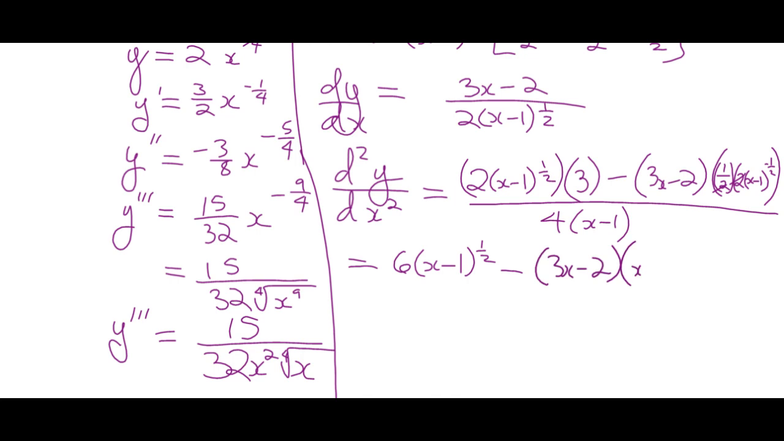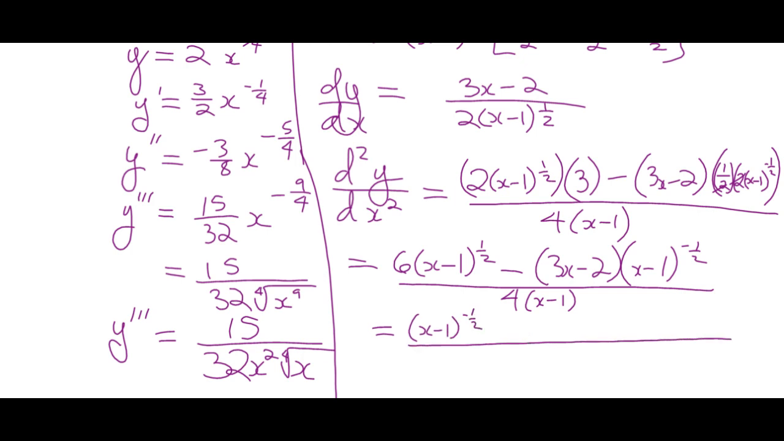So minus, okay, let's do this. 3x minus 2 times x minus 1 to the negative a half, all over. So I'm writing it this way because now this is going to be a common factor, right? The x minus 1 to the negative a half, we're going to pull that out as a common factor. So we got x minus 1 to the negative a half, square bracket, we got 6 minus, oh no, wait, sorry, it's not just a 6, right? 6 times x minus 1 to the 1, right? Because we need to get a positive half here, so when we multiply this times this, we'll get the positive 1 half, minus 3x minus 2 over 4x minus 1.